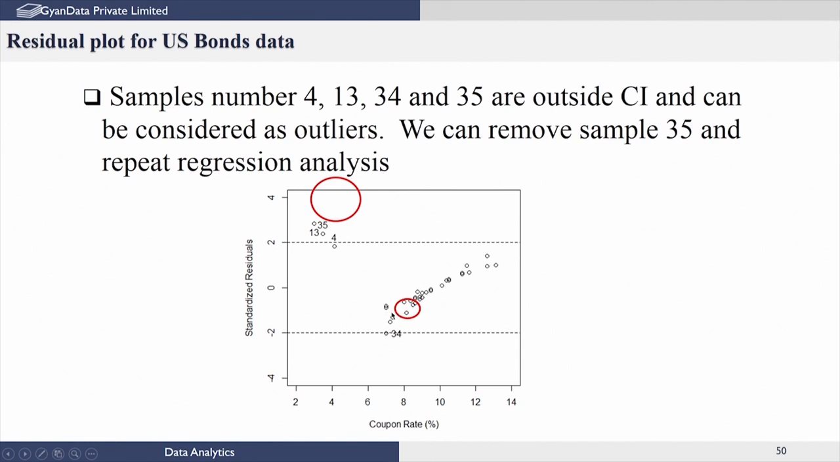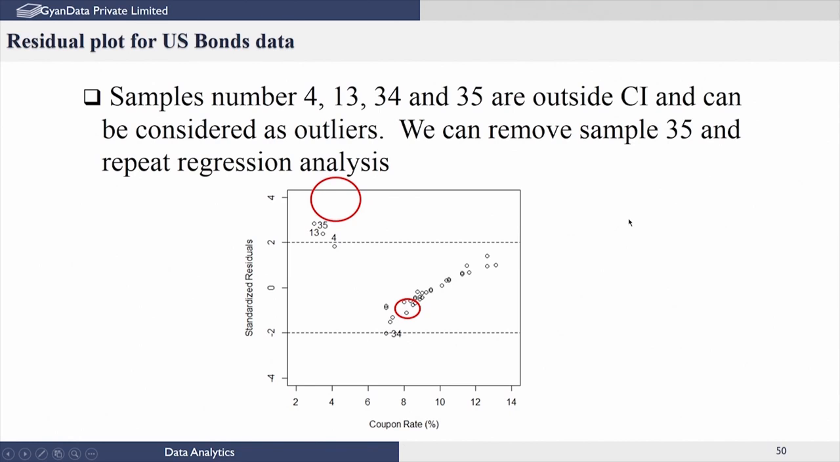There seems to be some kind of a pattern: as the coupon rate increases, the standardized residuals increase. So maybe there is a certain amount of non-linearity in the model, but let us remove these outliers before making a final conclusion. We can remove all 4 outliers at the same time if you want. As I said, that is not a good idea. Perhaps we should remove only sample number 35, which has the residual with the largest magnitude, and redo this. Because of lack of time, I have just removed all 4 at the same time and then done the analysis. My suggestion is you do one at a time and repeat this exercise for yourself.